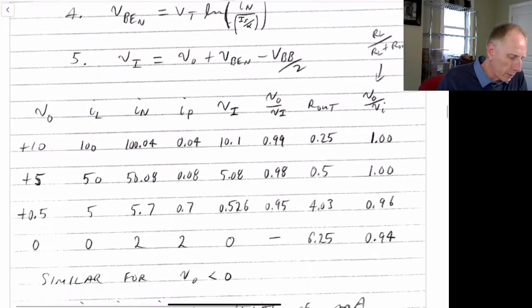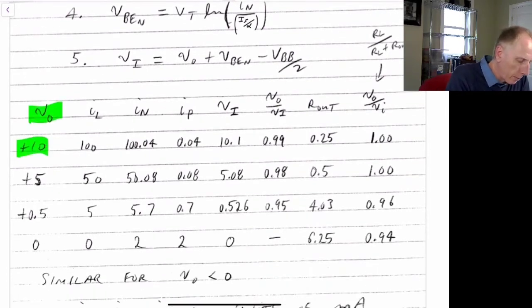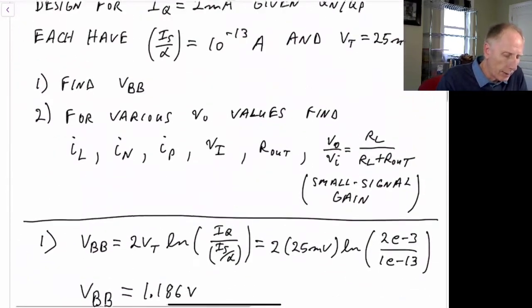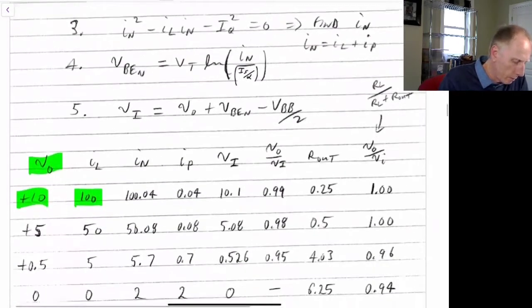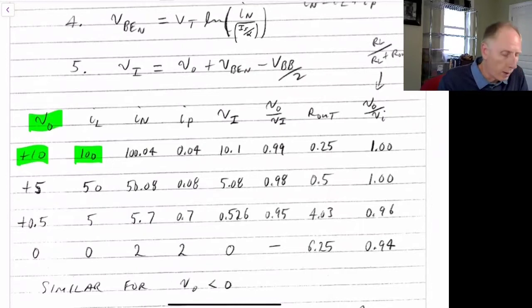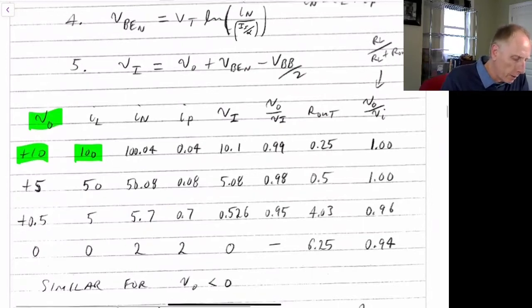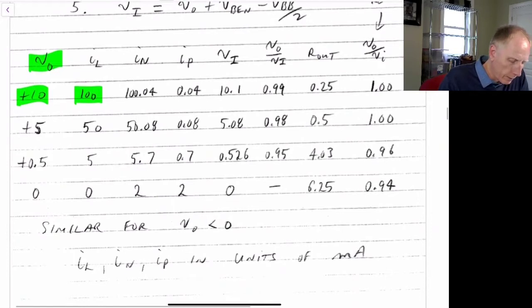So let's look at some of these numbers here. We see that for Vout equal to plus 10 volts, our load current, because remember the load resistance is given as 100 ohms, is 10 volts as Vout divided by 100 ohms, that equals 100 milliamps of current. So we're going to be plotting these values here: I sub L, I sub N, and I sub P, all in units of milliamps.